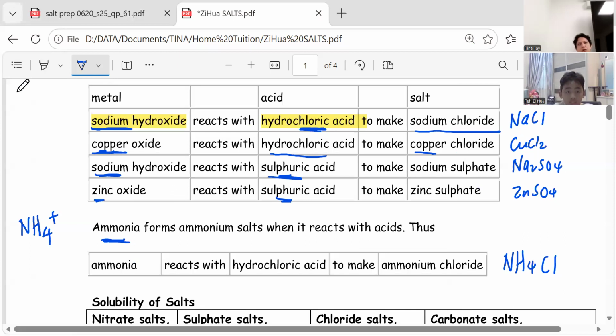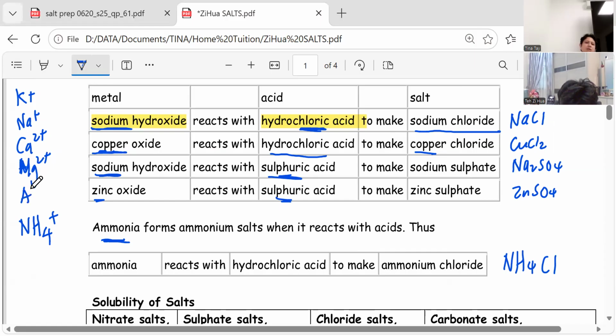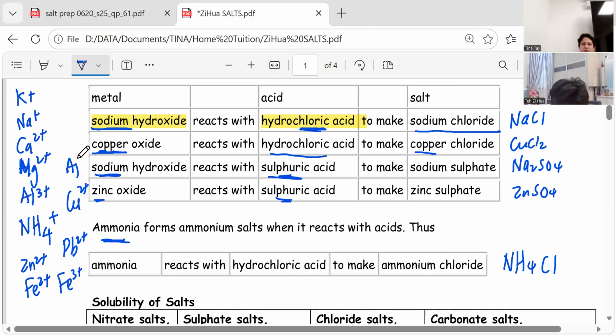form salts. So, for example, potassium, sodium, calcium, magnesium, aluminium, zinc, iron 2, iron 3, lead, copper, silver, barium, chromium. Okay, so these are all called cations.